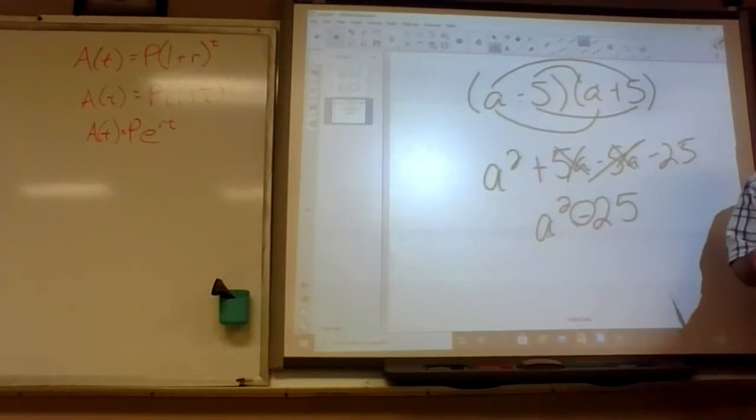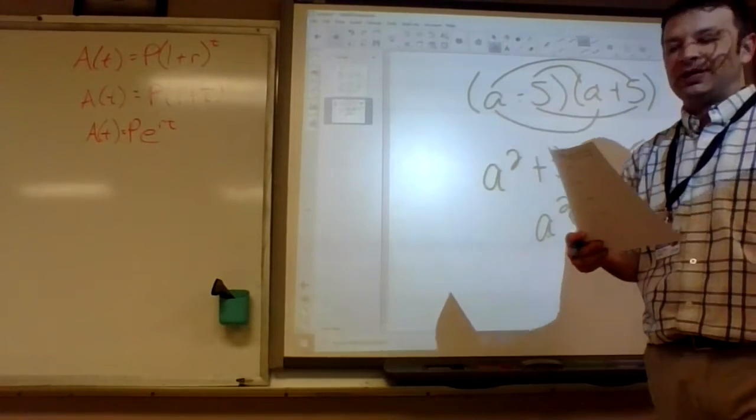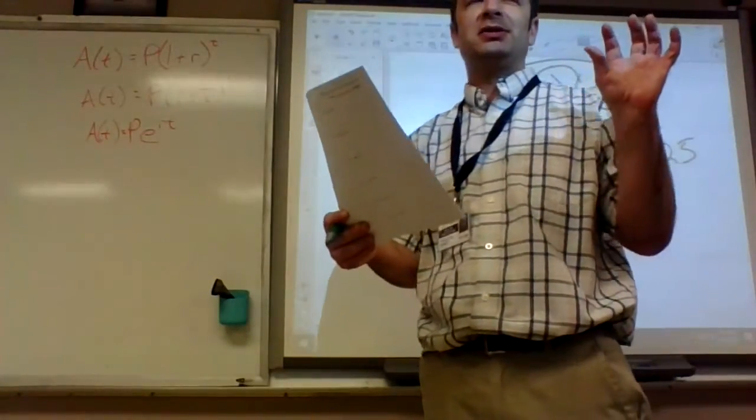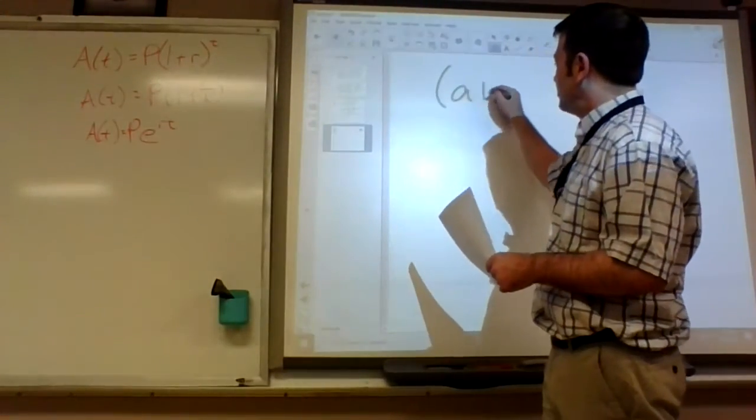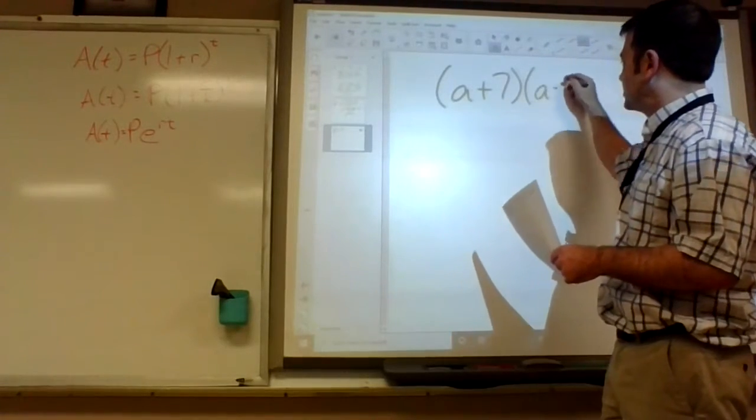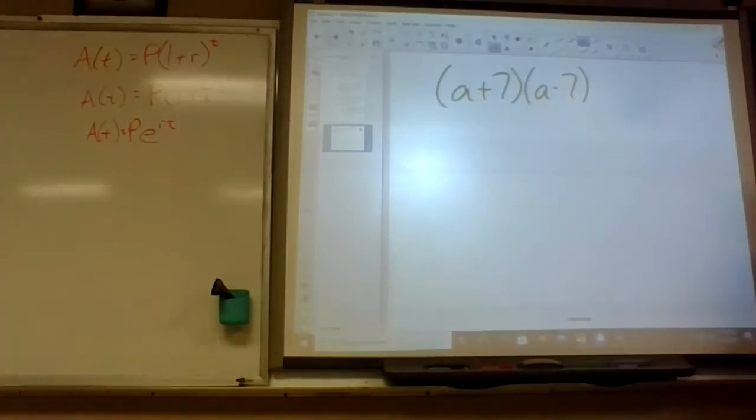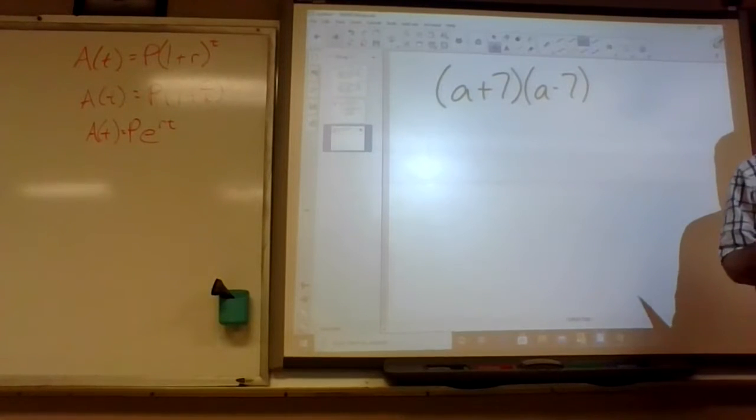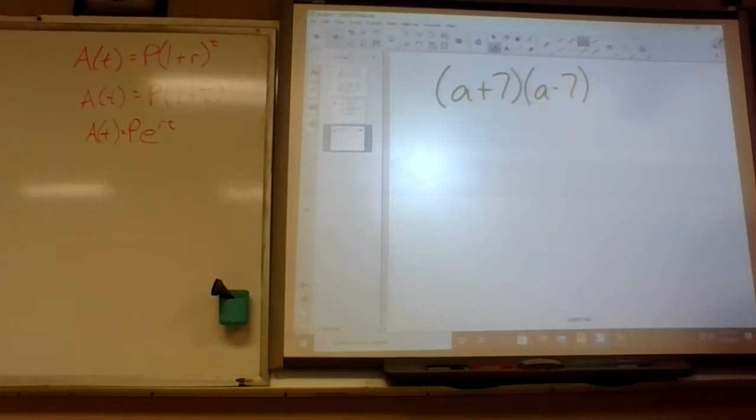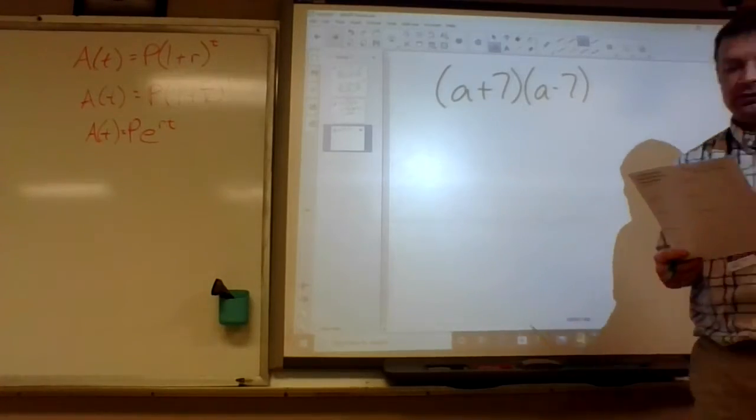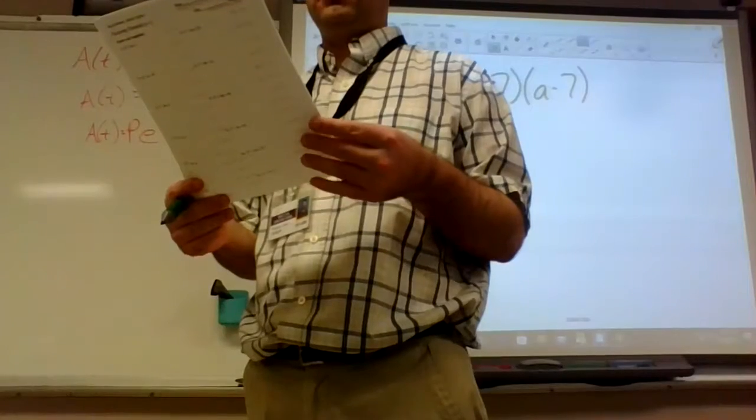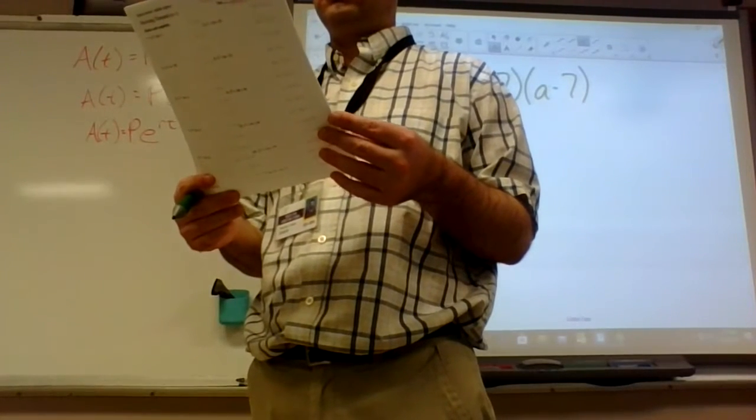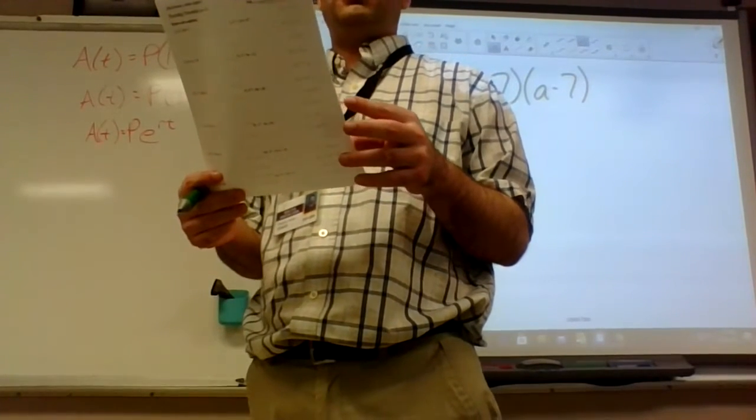So on number 1, the square root of a squared is a, and the square root of 49 is 7. So the answer is just going to be a plus 7, a minus 7. Does the order matter? No. You just have to have 1 plus, 1 minus. If I FOIL that together, what do I get? A squared minus 49. Does that kind of make sense?